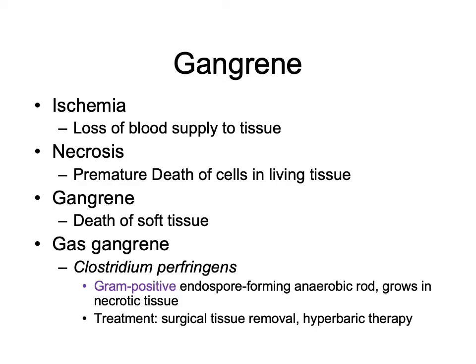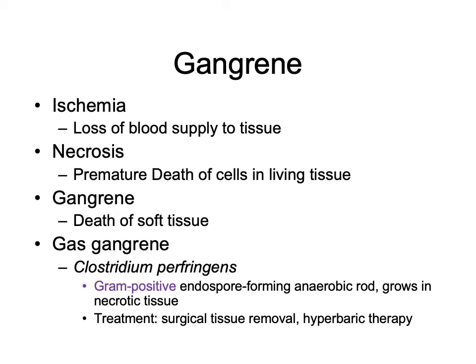Here is some terminology with regards to gangrene. So ischemia means that there's a loss of blood supply to the tissue. There's a reduction in perfusion. This can occur for many different types of reasons. It can occur from infections, inflammation. People who have burns will have decreased perfusion. It can occur due to illnesses like diabetes or illnesses that reduce the blood supply to the tissue.